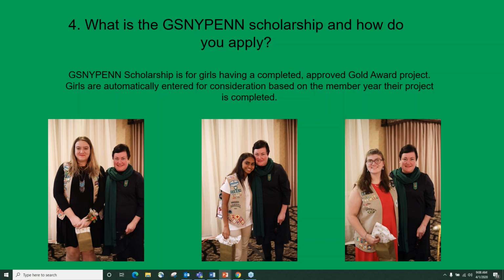What is the GS9 Penn Scholarship and how do you apply? So 3 years ago, we developed our very own scholarship that we give out to girls who have a completed and approved Gold Award project. And the way that we do that is we do not require that they submit any other application. They are automatically put into consideration to earn a scholarship for the membership year in which they have completed their project.